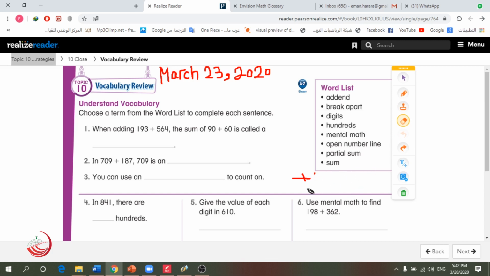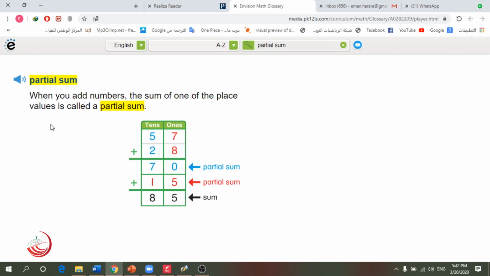Now let's see the other word, which is partial sum. What is the meaning of partial sum? Now let's see that definition. Partial sum. When you add numbers, the sum of one of the place values is called a partial sum. Excellent. So the partial sum is the sum of one of the place values.